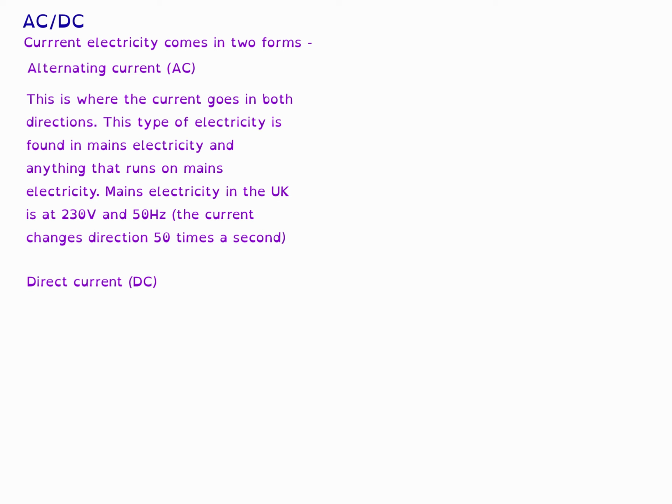Current electricity comes in two forms: alternating current, AC, and direct current, DC. Alternating current is where the current goes in both directions around the circuit. This type of electricity is found in mains electricity and anything that runs on mains electricity. Mains electricity in the UK is at 230 volts and 50 hertz, and these are two values that you need to remember. 50 hertz means that the current changes direction 50 times a second.